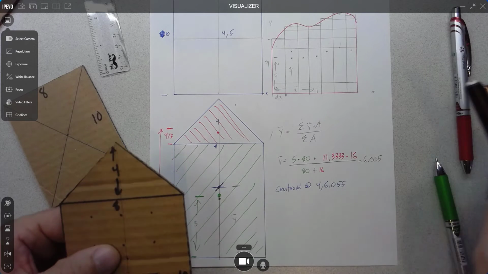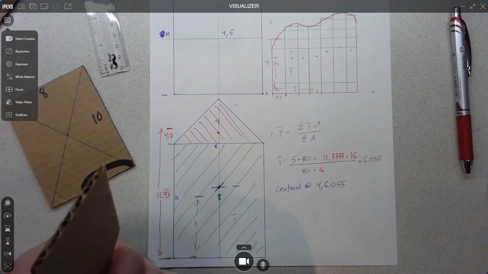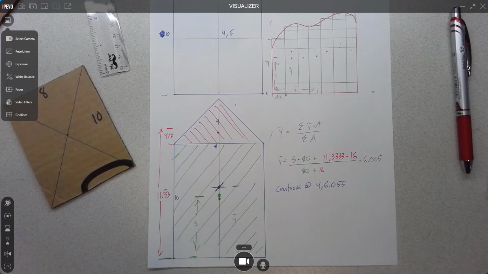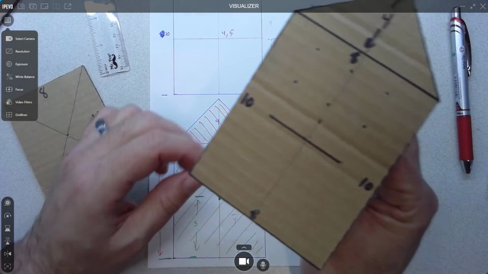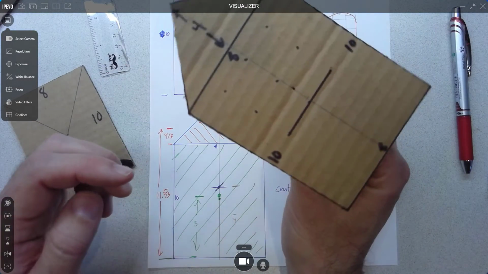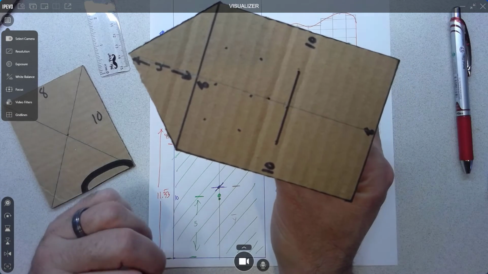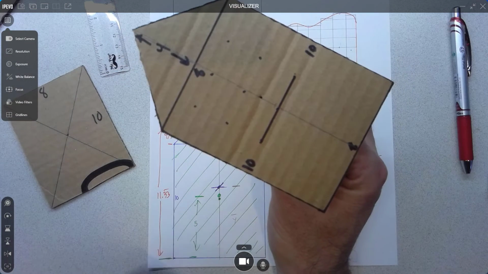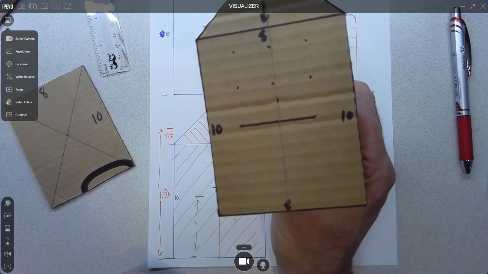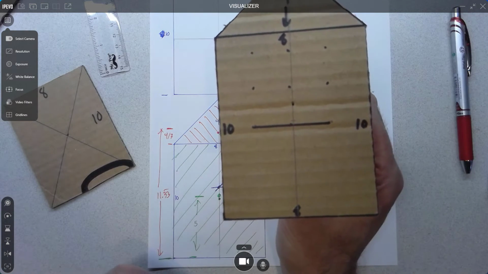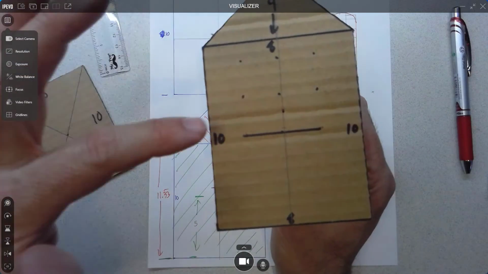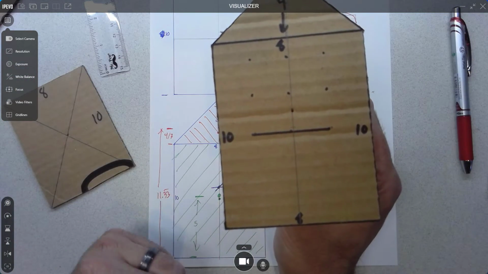And let's see if it balances on that. And yeah, you can see it's balancing at that centroid. So it looks like we did a pretty good job finding our centroid for the rectangle, added a triangle. Let's say if instead of adding a triangle, we had removed some space from the original rectangle.